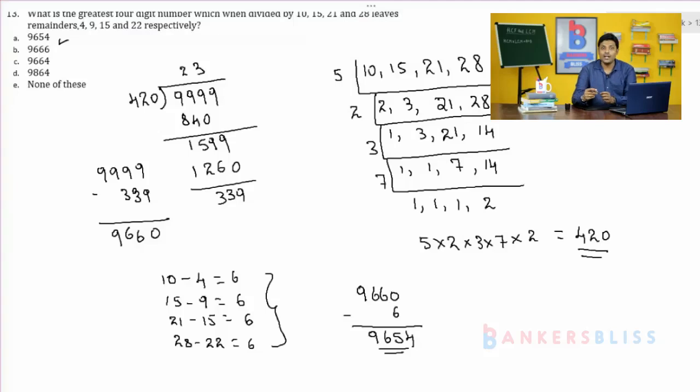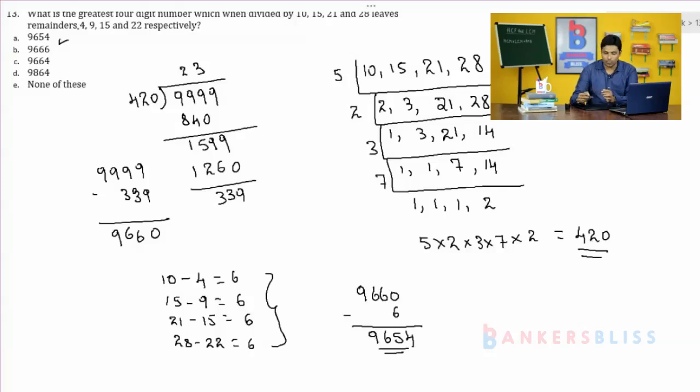But once you divide, you should get a remainder of 4, 9, 15 and 22. So 10 minus 4 is 6, 15 minus 9 is 6, 21 minus 15 is 6, 28 minus 22 is 6. So we are getting a common number called 6. If you subtract 6, then we will get a number which leaves the respective remainders such as 4, 9, 15 and 22. So the answer is 9654, option A.